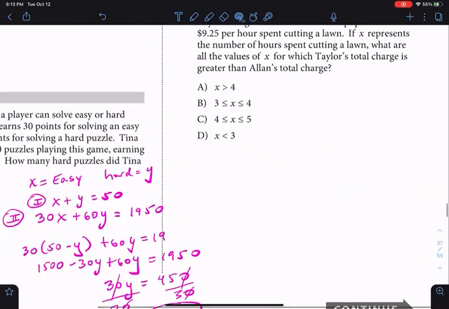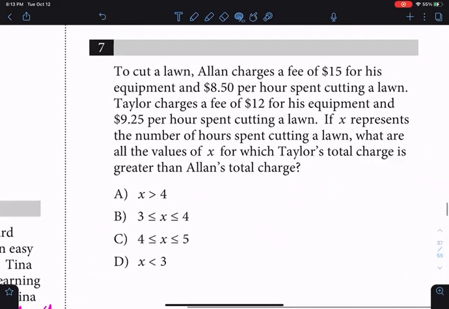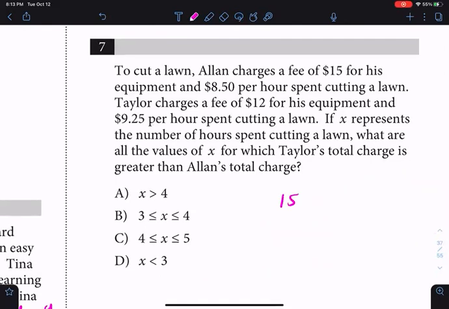Sorry. The guy Alan charged $15 for his equipment and $8.50 per hour to cut the grass, or to cut the lawn. Taylor charged $12 per hour, right? Actually, no. He charged $8.50 per hour.